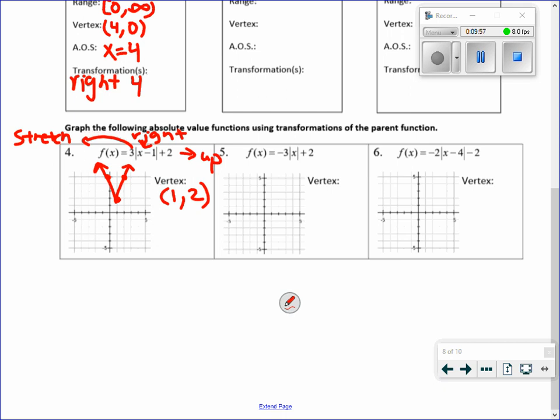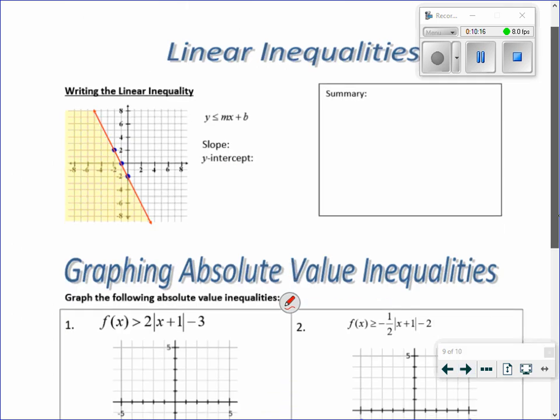We're just going to go through a few problems, and then you will have the rest of the class to finish the packet. Do we have any questions on graphing them so far? Okay, so let's move on to what it's going to be like when instead of an equal sign, it is an inequality.